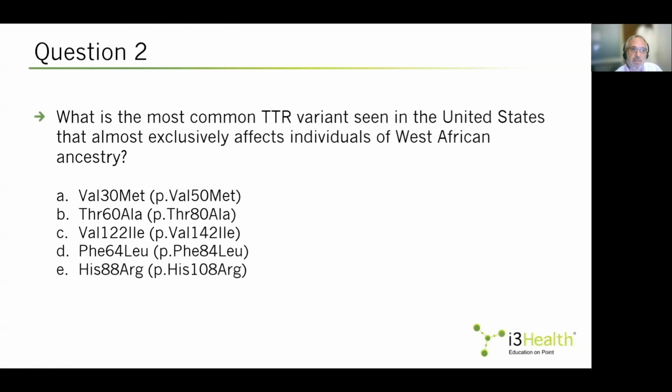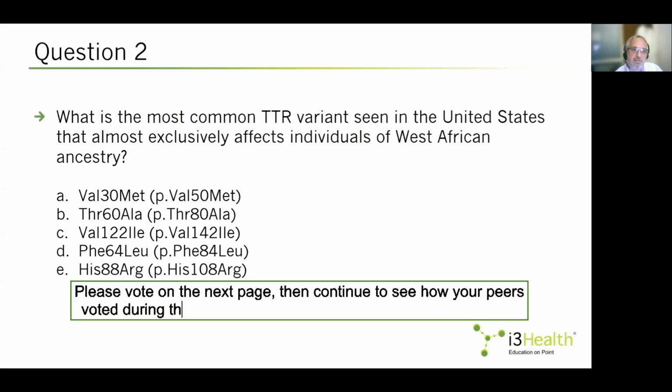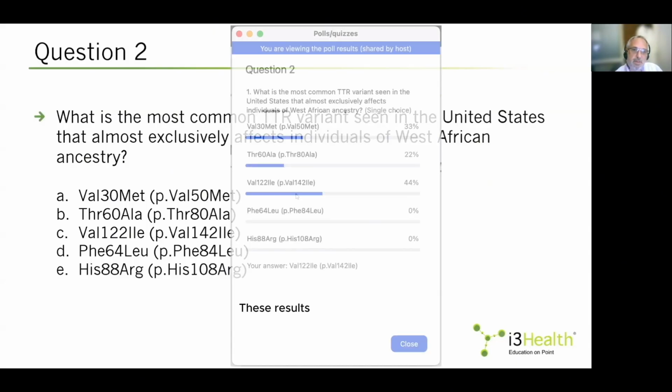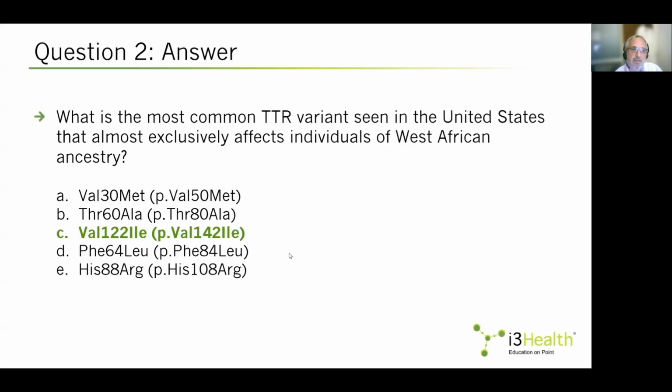Next question. In the US, what is the most common TTR variant that is seen that almost exclusively affects individuals of West African ancestry? And there are various choices there: Val30Met, Thr60Ala, Val122Ile, Phe64Leu, or His88Arg. Good. Most people got it right. It's the Val122Ile variant, as we'll talk about.